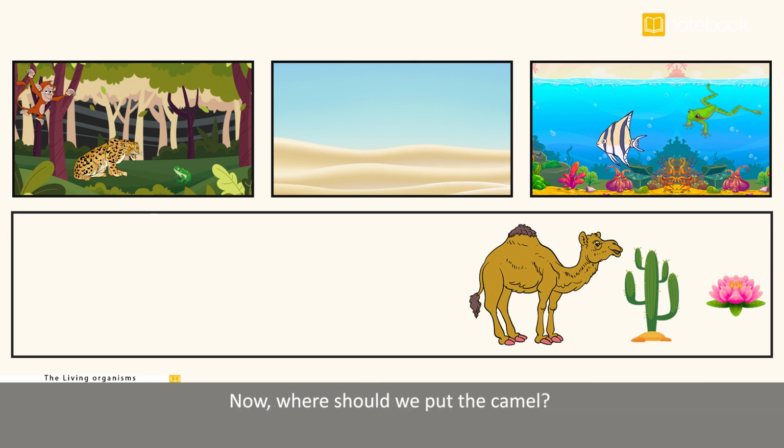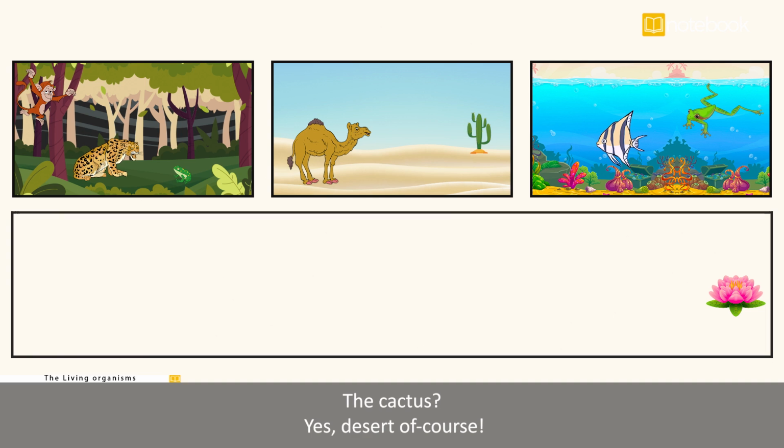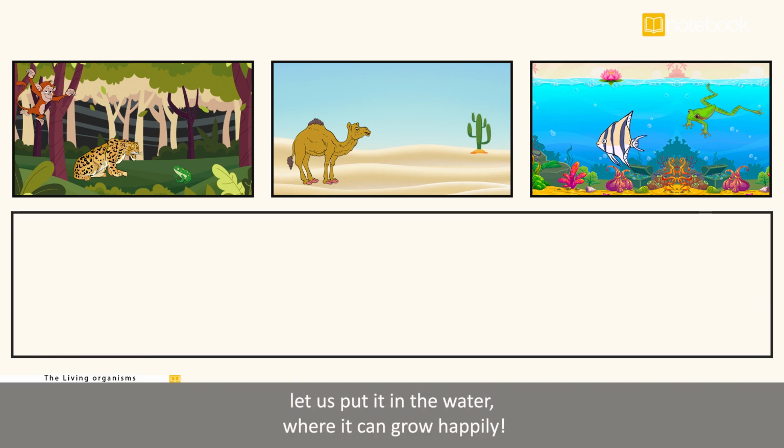Now, where should we put the camel? I think the desert will be a good idea. The cactus? Yes, desert of course. The lotus remains. Let us put it in the water, where it can grow happily.